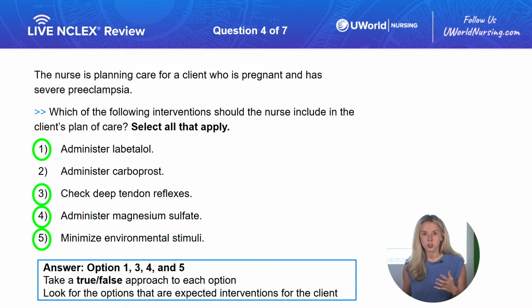3, 4, and 5 are also correct options. So we want to make sure we check those DTRs for 2 reasons here. Brisk DTRs can be an impending sign of a seizure.